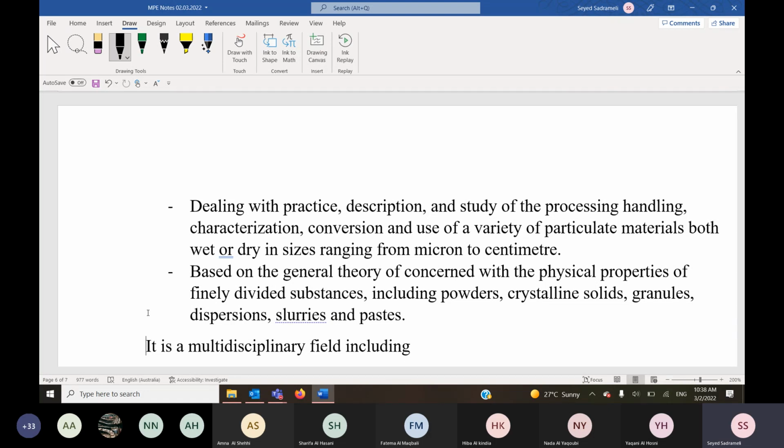It is based on the general theory concerned with the physical properties of finely divided substances, including powders, crystalline solids, granules, dispersions, slurries, and pastes.